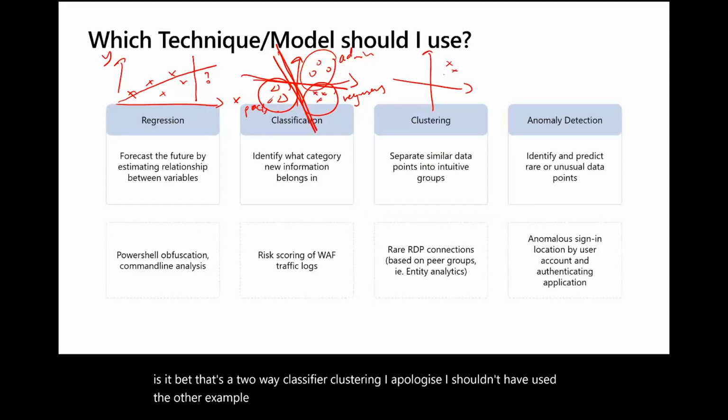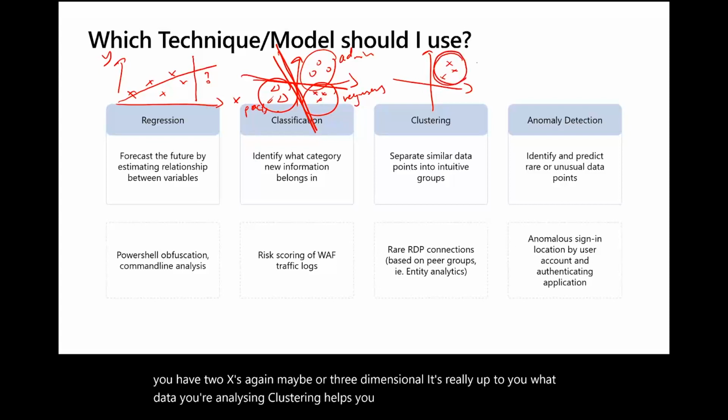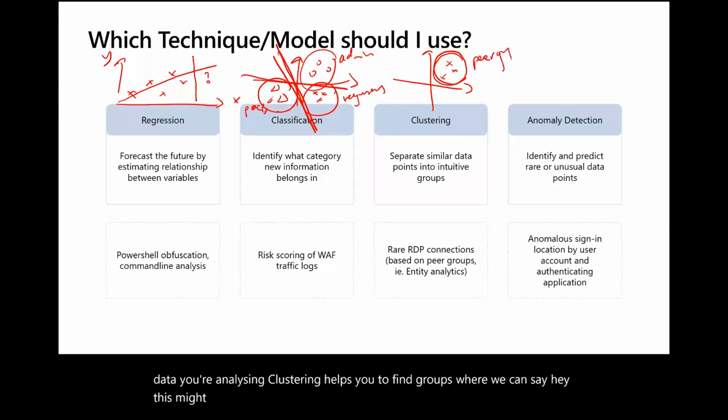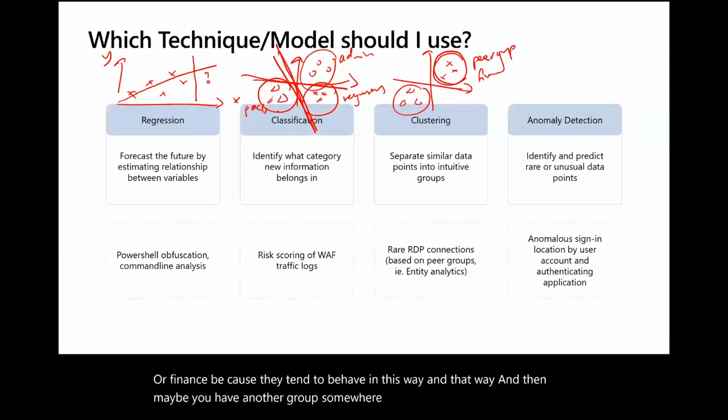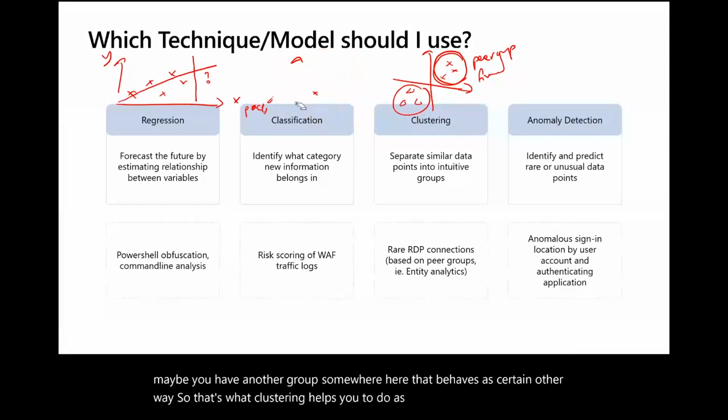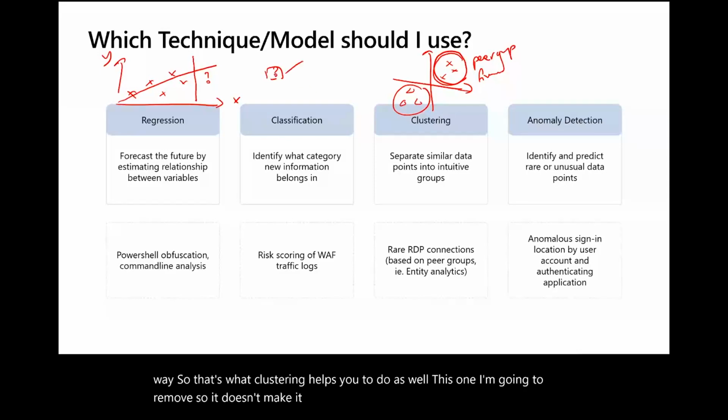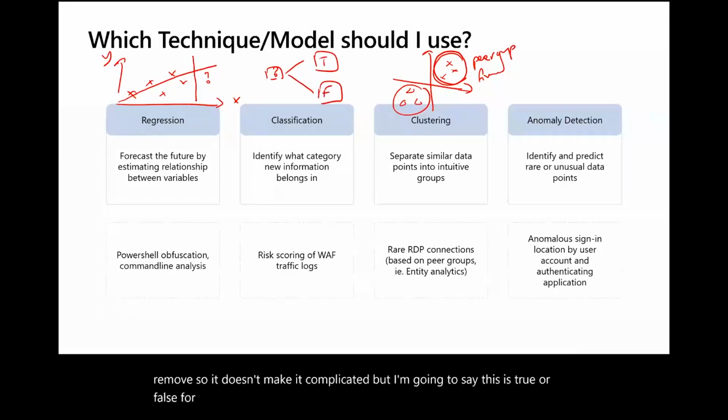Clustering, I apologize, I shouldn't have used the other example earlier. But clustering is essentially about the same. So you have two axes again, maybe, or three-dimensional. It's really up to you what data you're analyzing. Clustering helps you to find groups where we can say, hey, this might be a peer group of finance because they tend to behave in this way and that way. And then maybe you have another group somewhere here that behaves a certain other way. So that's what clustering helps you to do as well. This one I'm going to remove so it doesn't make it complicated. But I'm going to say this is true or false. For example, just classify it as good or bad.